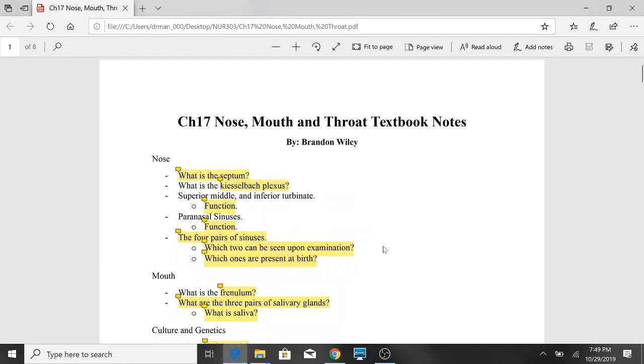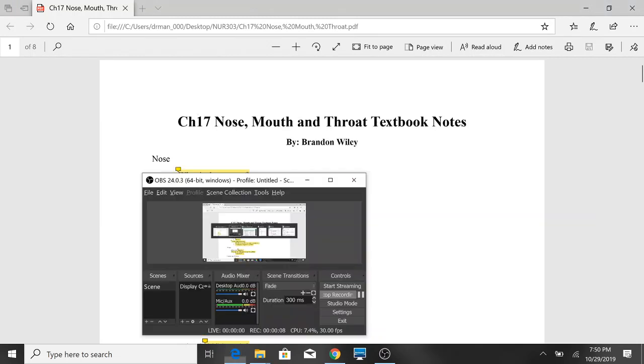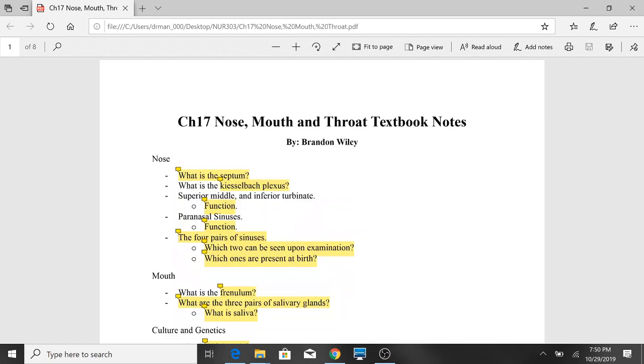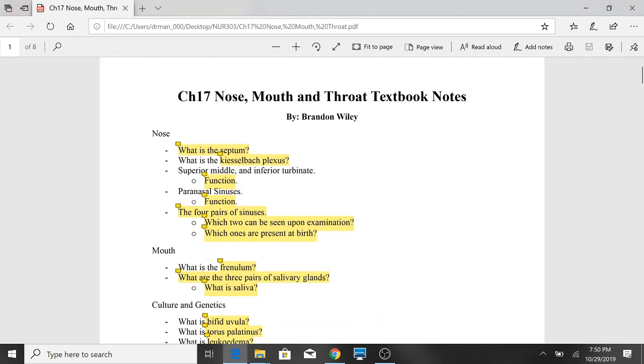Alright, so today we're going to go over the health assessment textbook, more specifically Chapter 17, the nose, mouth, and throat. These are the main parts that I thought were important. This chapter was mainly focused on abnormal findings. There were some assessment techniques, but you should already know how to do them. It's prior knowledge, not too bad. So let's just get into this.